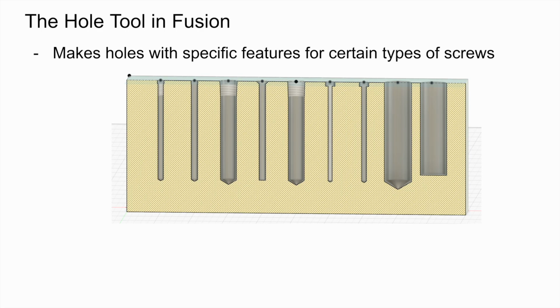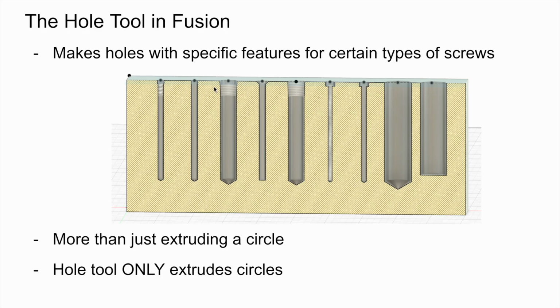So before we get into using the hole tool in Fusion, we have to understand what it actually is. So let's break that down. The hole tool in Fusion makes holes with specific features for certain types of screws. It's more than just extruding a circle. In fact, the hole tool only extrudes circles with the specific features that are meant for screws. So let's see this in action. Let's see how it actually works.